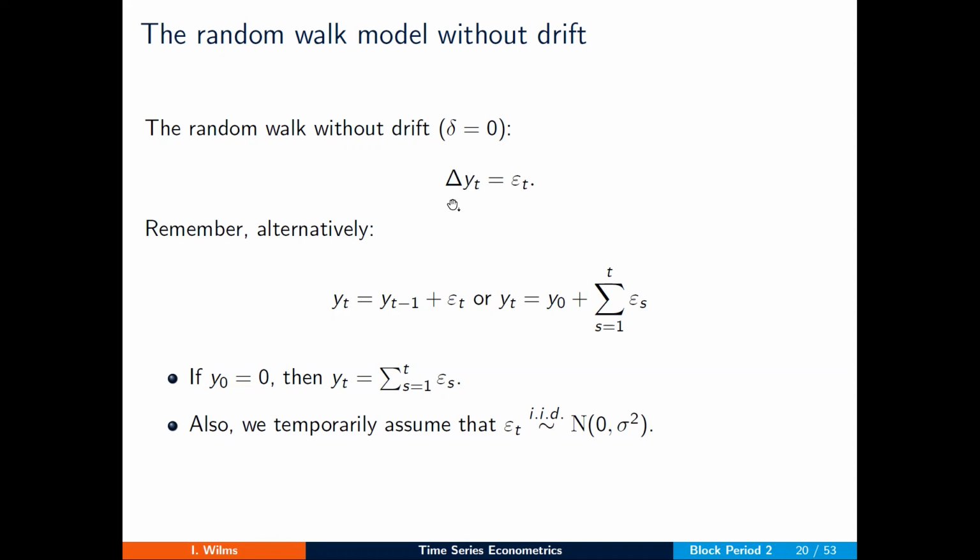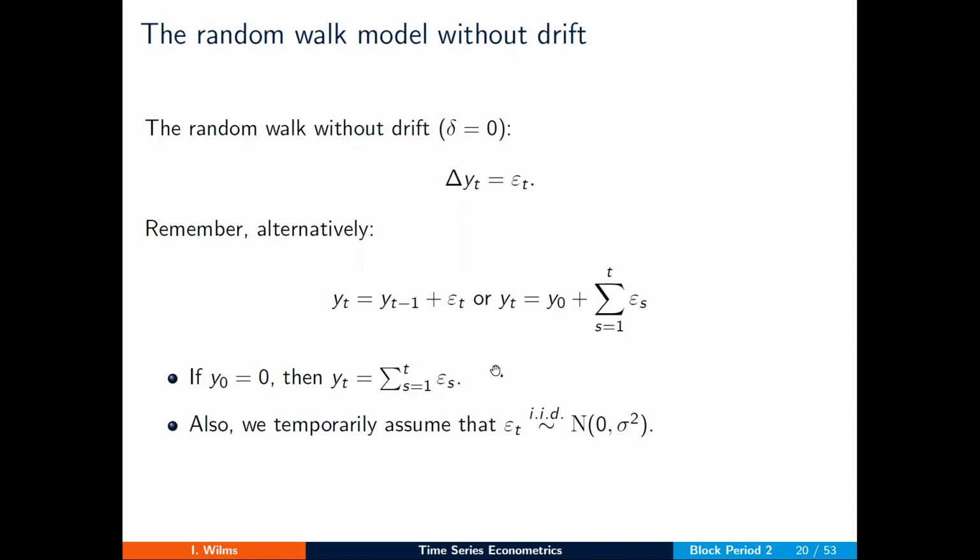Then the random walk model without a drift can be compactly written down like this, where the series in differences, delta yt, is equal to our IID error. Or alternatively, yt is equal to its previous value plus the error term. Or even more, yt can be expressed as a partial sum of the first t error terms. In our derivations, we will often set this initial condition y naught equal to 0 for ease of exposition.